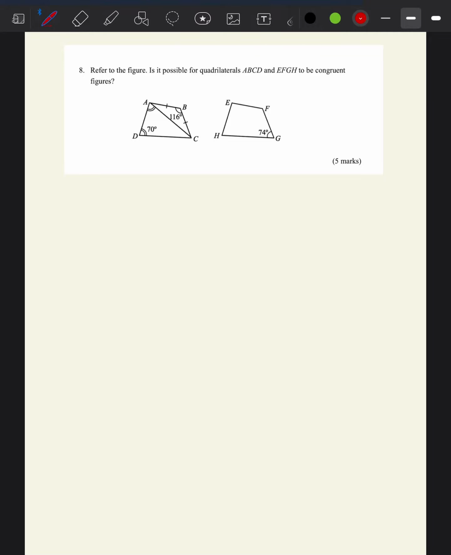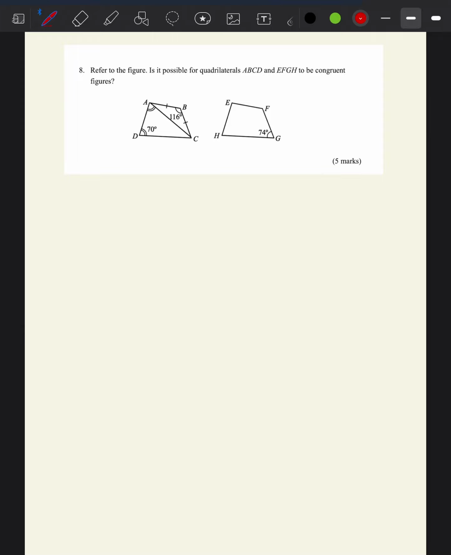Hi girls, let's look at the congruence plane figure questions in your Chapter 9 chapter test. So refer to the figures. Is it possible for the quadrilaterals ABCD and EFGH to be congruent figures? In order to show that they are congruent figures, you either say that all the sides have the same length or all the angles are the same.